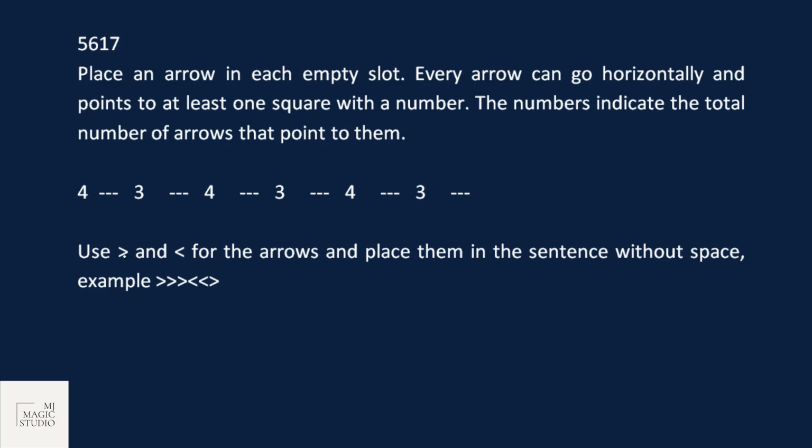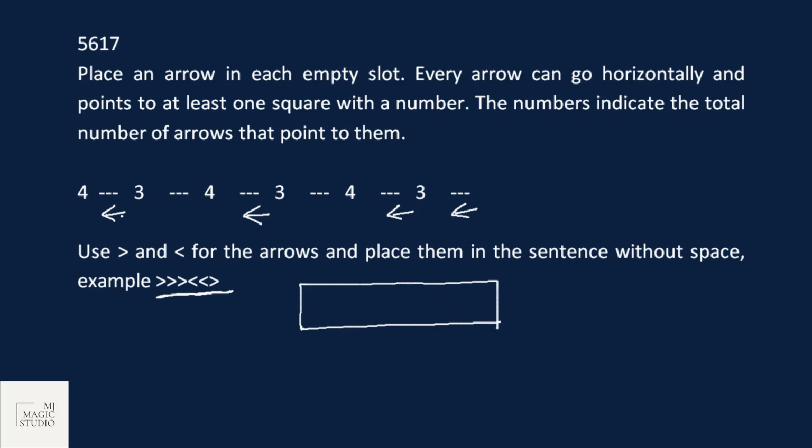Use greater than and less than signs for the arrows and place them in the sentence without space. Okay, in the box you need to write the answer like this. So what we would be writing in the box, we need to identify. So let me try. We should have 4, and here also we have 4. This goes the arrow 1, 2. Here we also need 4, 3, and let it go. So this 4 has got 4.